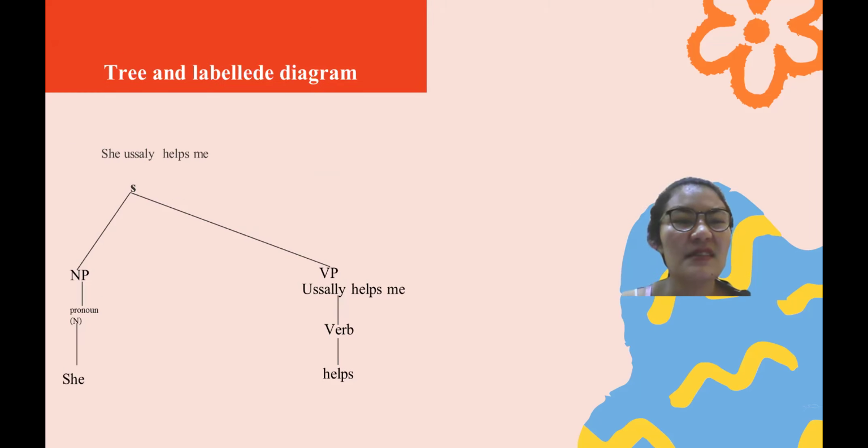This is the tree and label diagram. She usually helps me. The noun phrase is she, and the verb phrase is usually helps me. The verb is help.